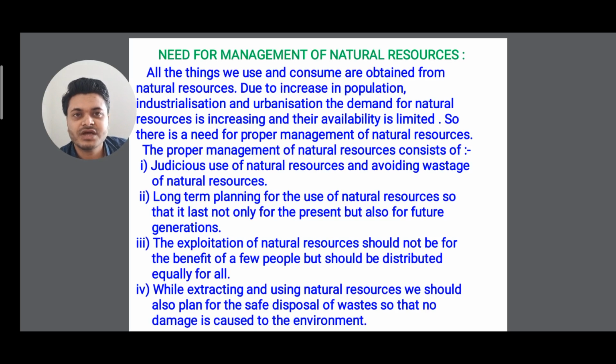First, we have to use natural resources judiciously and cautiously. We have to do long-term planning. Exploitation of natural resources should not be done, and they have to be distributed equally to all people. And the fourth one is that we don't have to overuse natural resources and damage the environment by overusing them.